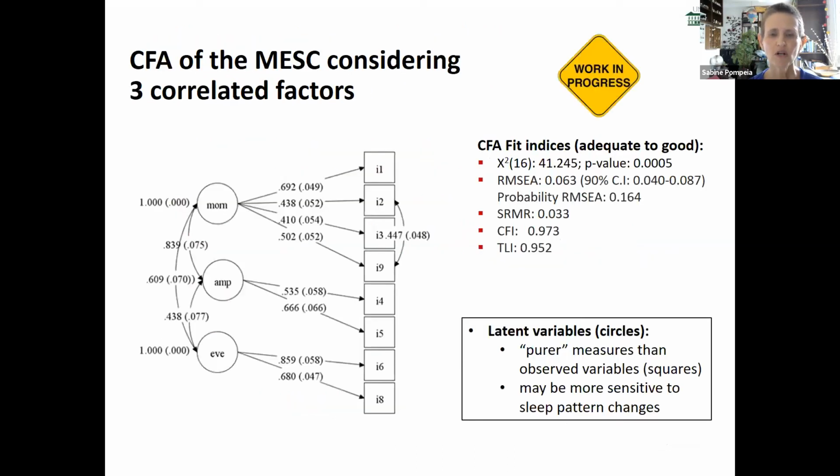So this is the model that we obtained. It converged, it had adequate to good fit indices, and you can see here that we can obtain latent factors for these different aspects of sleep, which are probably more sensitive. They're purer measures of these aspects of sleep, and they're probably more sensitive to changes throughout adolescence.